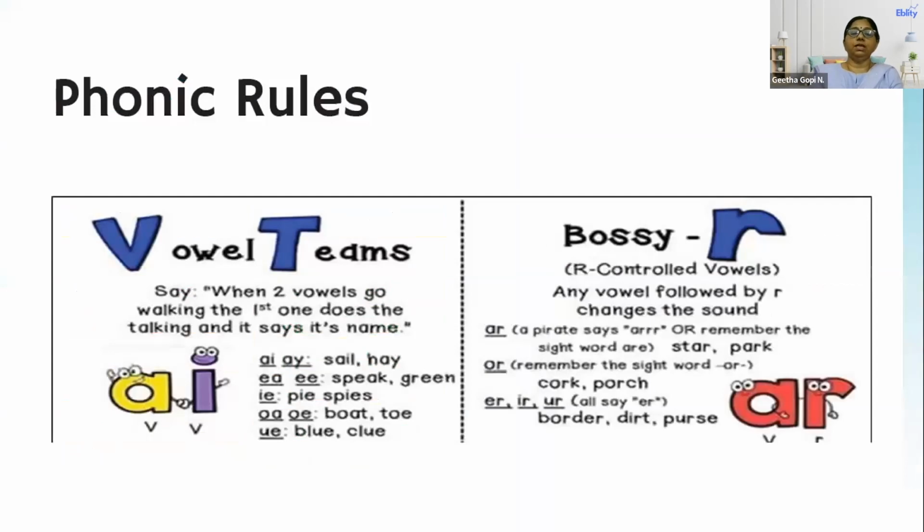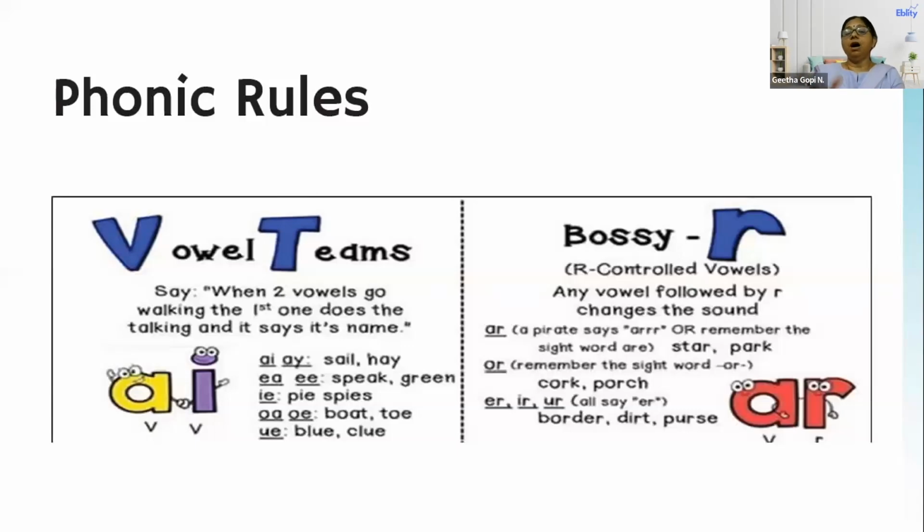One of the phonic rules I already mentioned is when two vowels come together. There's a popular saying, when two vowels go walking, the first one does the talking and it says its name. So when there are two vowels, say A and I, the first one says its name, the second one does not talk. That means it is silent. So this is how you read the word. So again, giving these kinds of interesting anecdotes, where the first vowel does the talking, the other one is quiet, helps children to remember and rehearse these phonic rules.